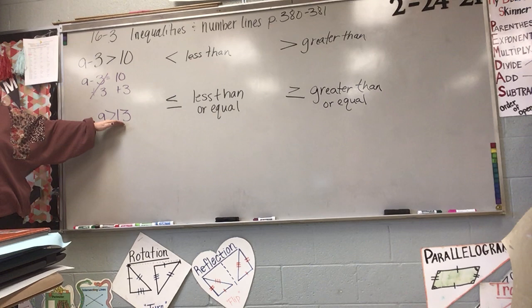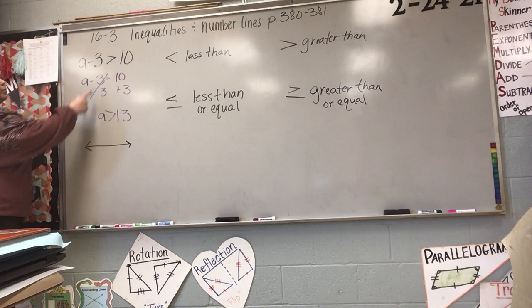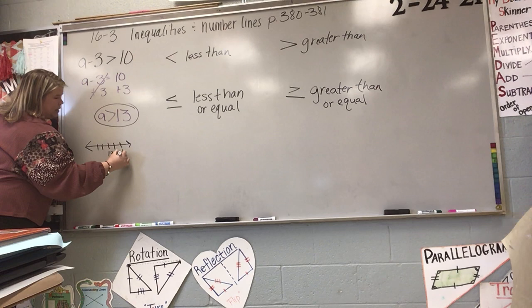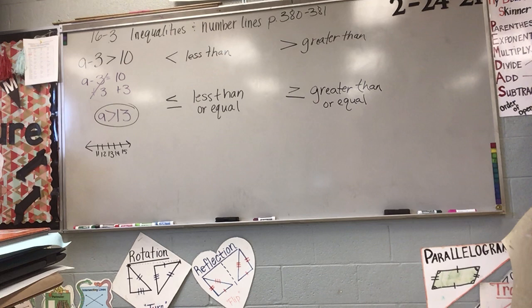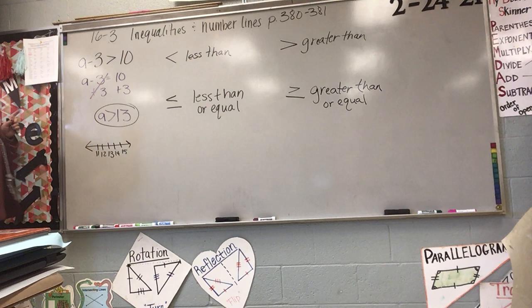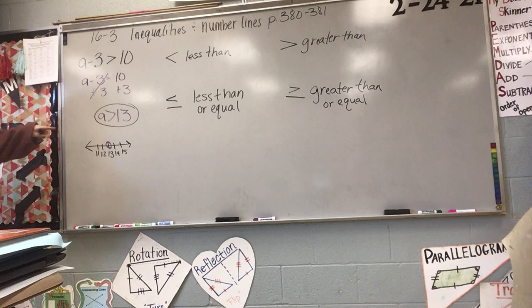Now, we're going to make a number line with that. Once I've solved the equation, I'm just going to make 5 slots. I'm going to put 13 in the middle because that was my answer. 14, 15, 12, 11. No, it's not going to be exactly on 13. So when I see this sign that's not equal, I'm going to put an open circle because it's not on 13. If it was 13, I would have filled in that circle.